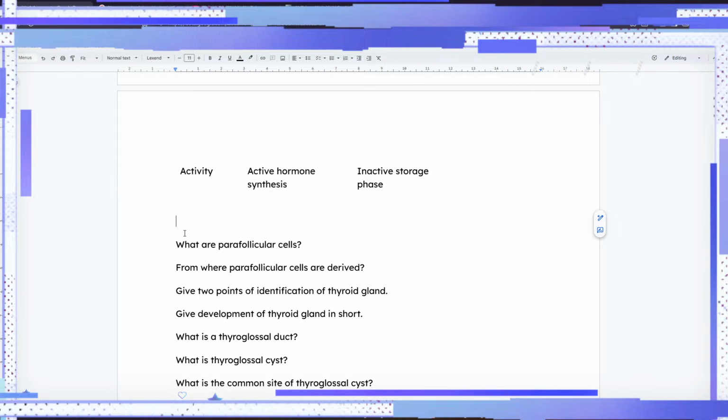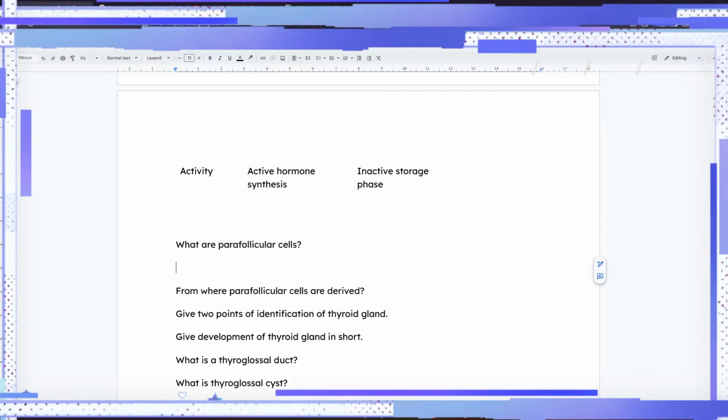What are parafollicular cells? They're C cells, pale staining cells located between the thyroid follicles that secrete calcitonin. Right. Fair enough.